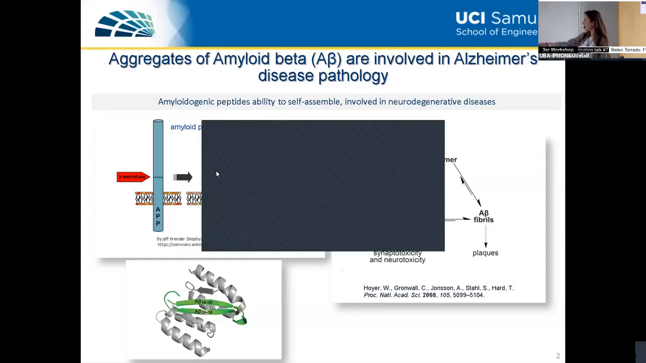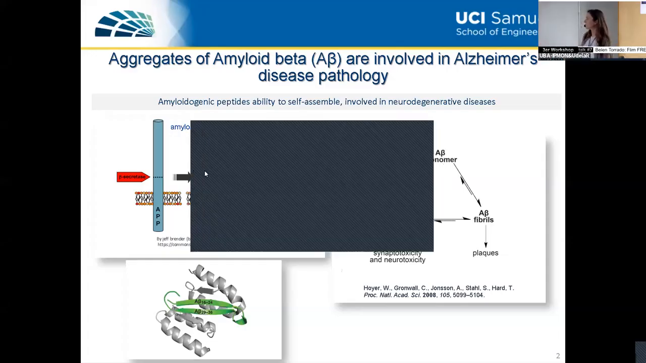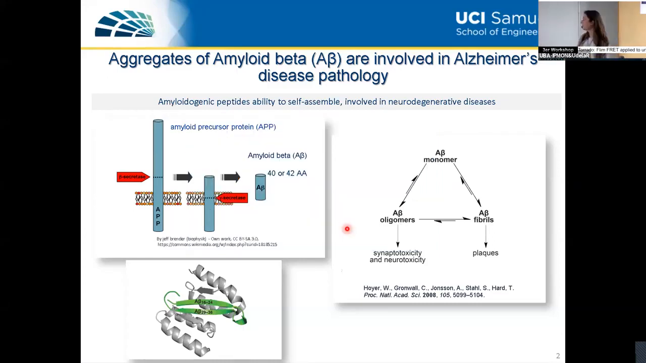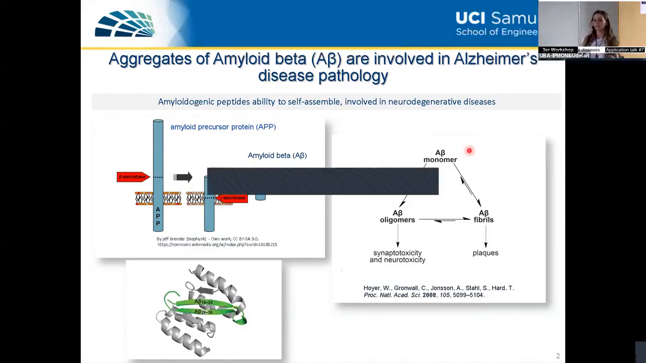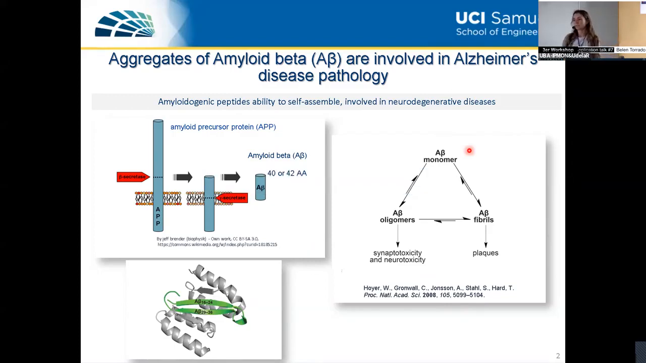These peptides can form fibrils, which are the hallmark in the brain of Alzheimer's patients. But despite that, it is believed that the fibrils are not the cause of the neurotoxicity. Instead, the neurotoxicity comes from the oligomers, which are heterogeneous.